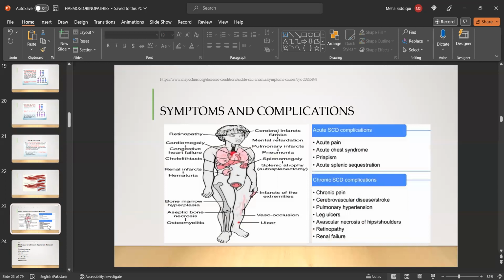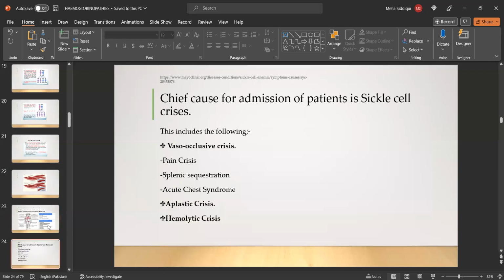Symptoms and complications. It leads to cerebral infarcts, leading to stroke, mental retardation, pulmonary infarcts, leading to pneumonia, splenomegaly, leading to splenic atrophy, infarcts of the extremities, vaso-occlusion, ulcers, osteomyelitis, retinopathy, congestive heart failure, and renal infarcts.